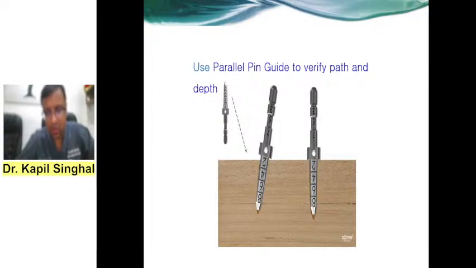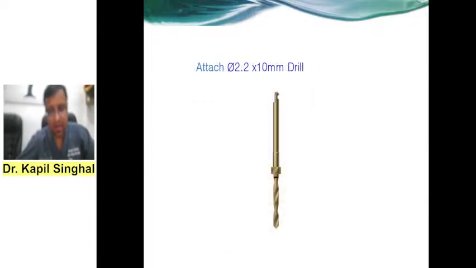So it means you need to correct your angle while drilling. So what is the role of a paralleling pin? It helps you to check the angulation of your drilling. Now I will take my pilot drill of the length of the implant that I want to place.